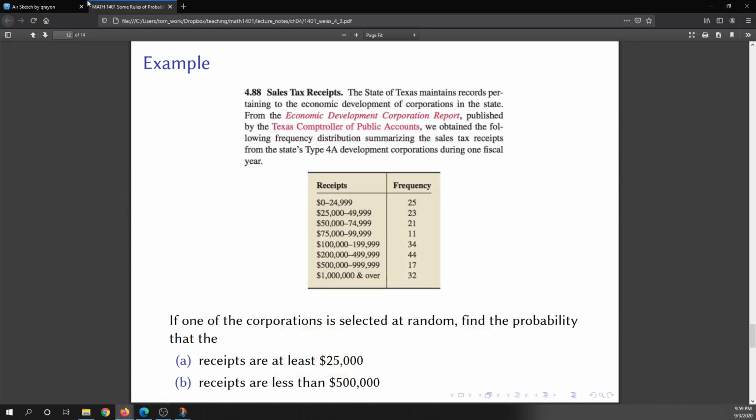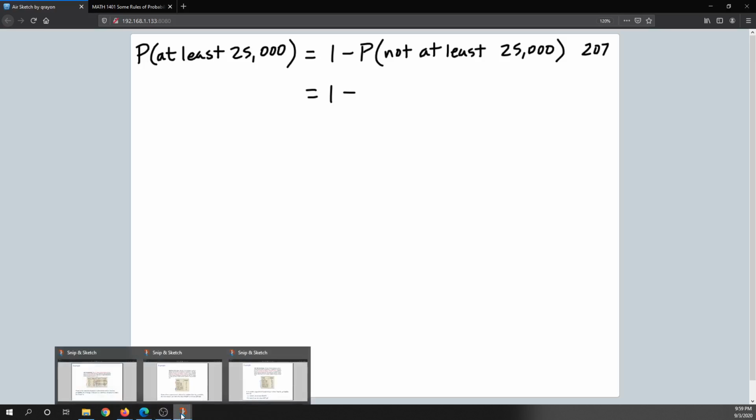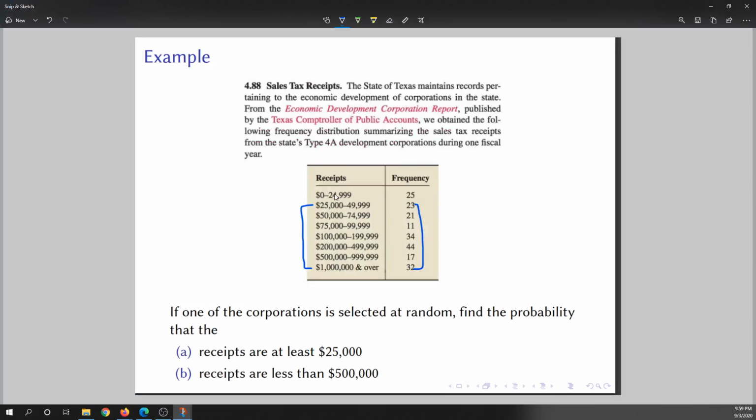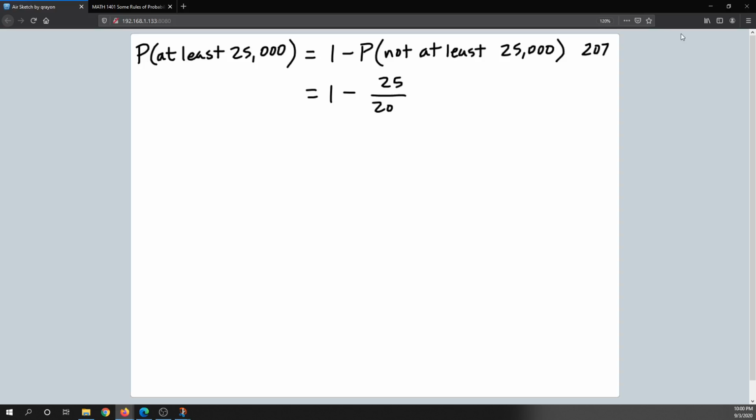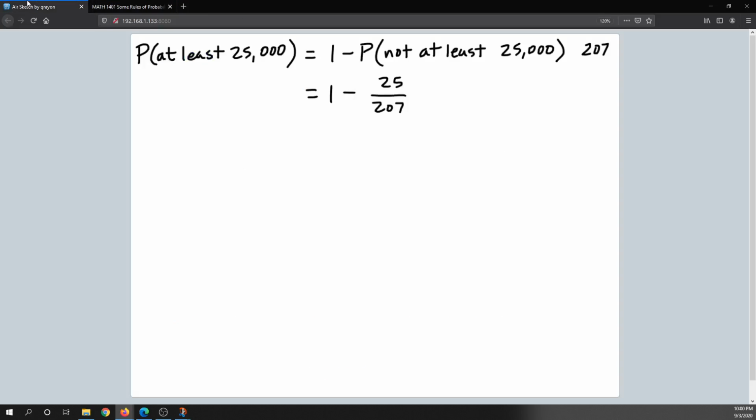The complement rule says that the probability that it's at least 25,000 would be 1 minus the probability that it's not at least 25,000. If the receipts are not at least 25,000, going back to our chart here, we can see that they would have to fall into this category. So instead of having to add up all of these numbers right here, we can just use this number right here, 25 over 207. Because if it's not at least 25,000, that would mean under 25,000, which would be in this range right here. And there's only one that satisfies that. So that's a lot easier to do. Now, you would still have to do the subtraction.